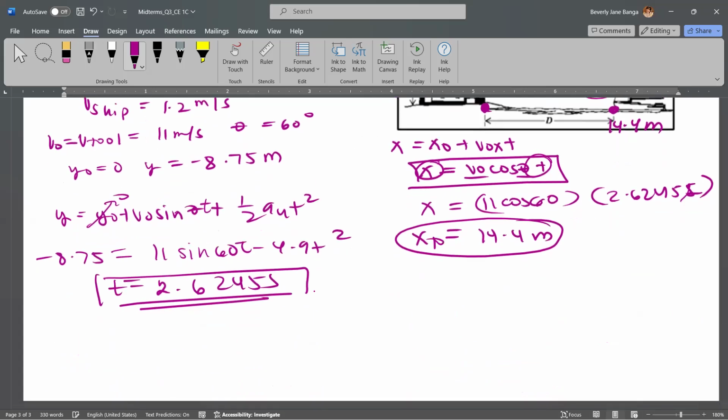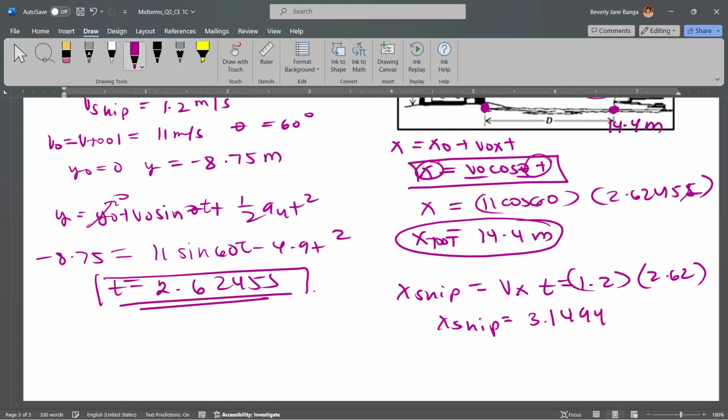So, this is x of tool. Gaano kalayo matatravel ni ship natin. So, ship is constant speed lang. So, this is Vx times t. 1.2, ito yung speed ng ship, times 2.62. Ang ship natin, in that 2 seconds, class, ay may na-travel na 3.1494 meter. May na-travel na siyang ganyan.